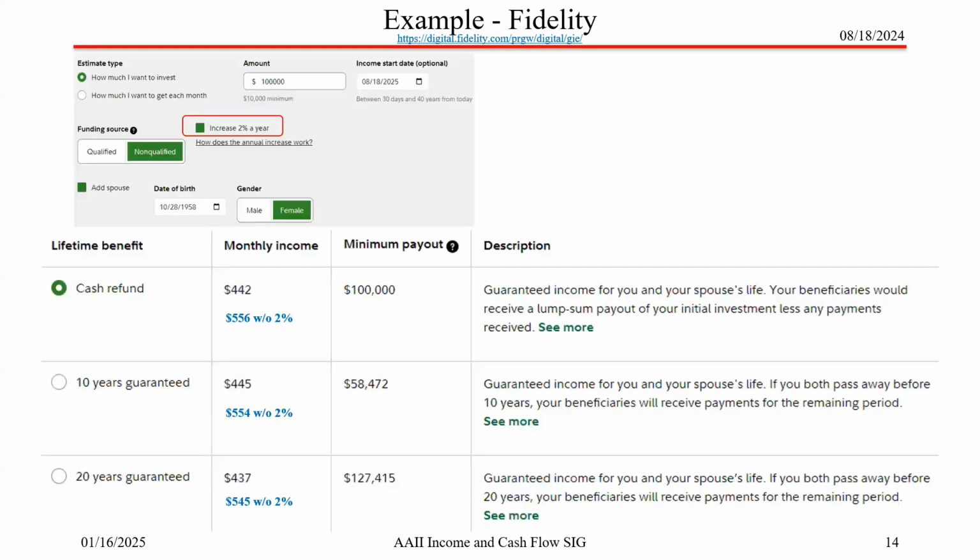Now, Fidelity had this one, and you look at this increase of 2% a year that you can choose. So it's not a fixed monthly, it's actually adjusted, but it's not a COLA. It's not based on inflation, it's just a fixed 2%. And if you look at the blue letters, I put it in under the monthly income, that 2% costs you a lot. It's usually about $100 or $110 less if you choose the 2% increase a year.